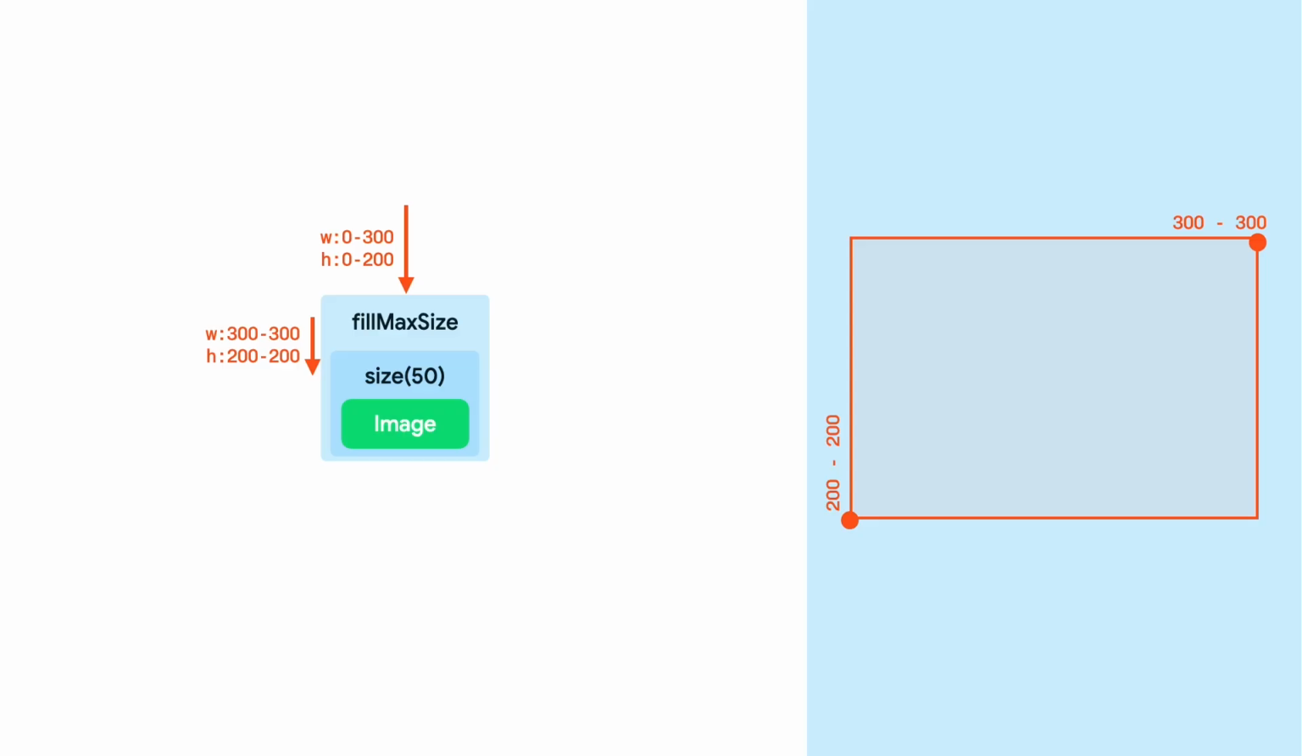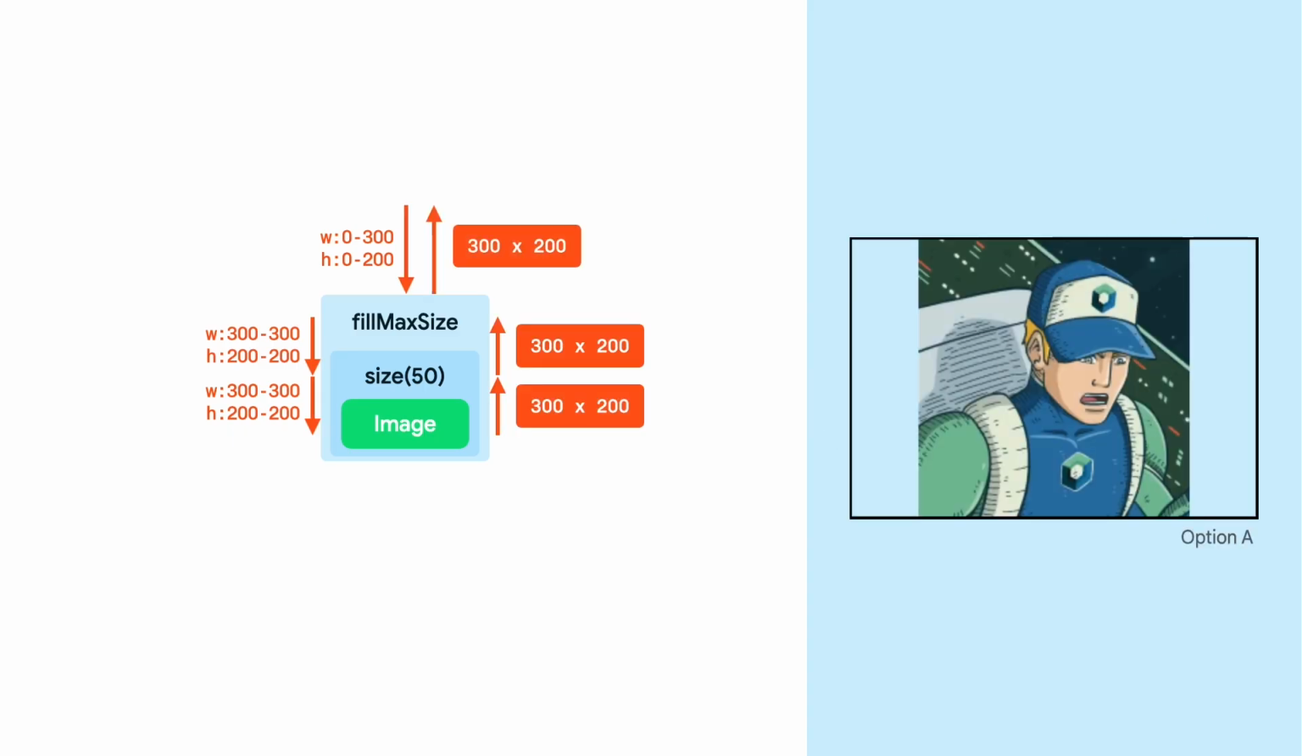So even though the size modifier wants to use a size of 50 by 50 dp, it still needs to adhere to these incoming minimum constraints. And thus the size modifier will also output the exact constraint bounds of 300 by 200, effectively ignoring the value that you provided in the size modifier. The image follows these bounds and reports a size of 300 by 200, which is passed all the way up. And so we can see that the right answer was option A.